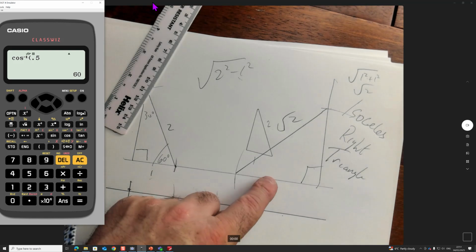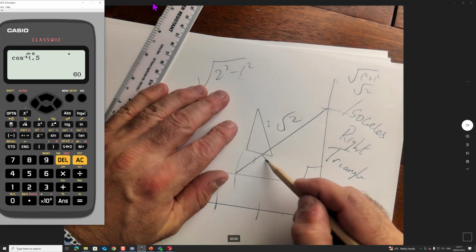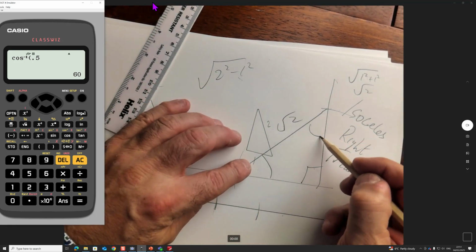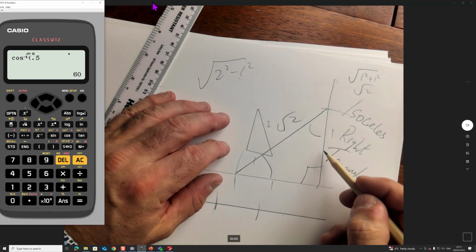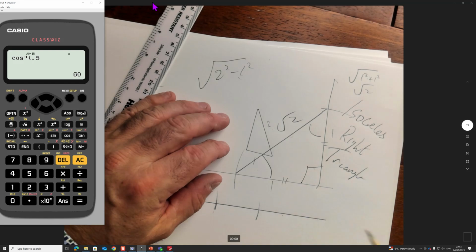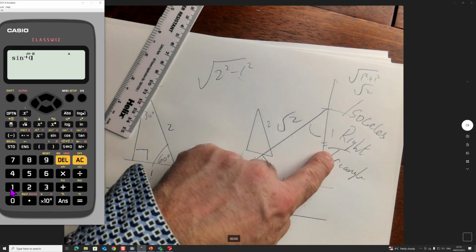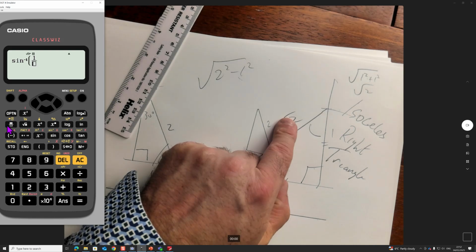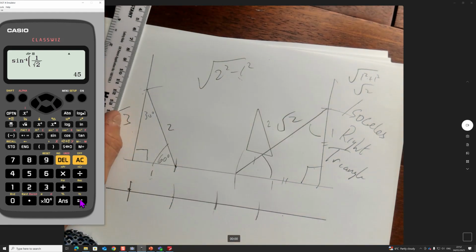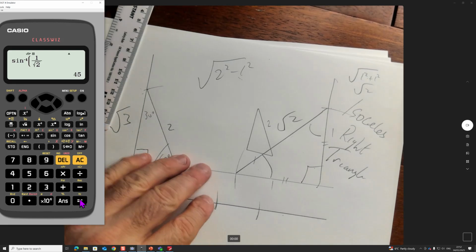I can do inverse sine or inverse cos. Say I want this angle, or this angle. Well, they're the same, right? Because you have 1 and 1, so by definition you have an isosceles triangle. It doesn't matter which I do. Let's start again. Shift, sine or cos, whichever one's near to me, that'll do. 1 over root 2, and that'll be 45 degrees, okay? And therefore that generates a good bit of stuff.